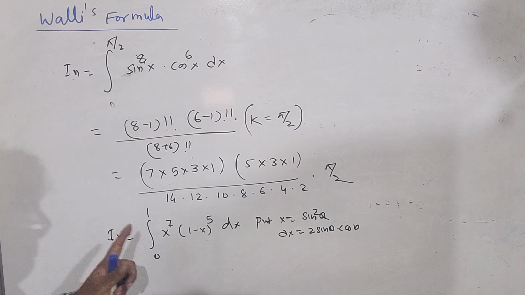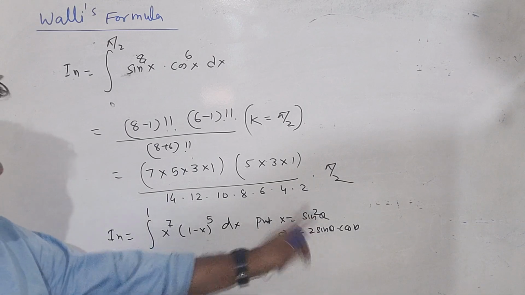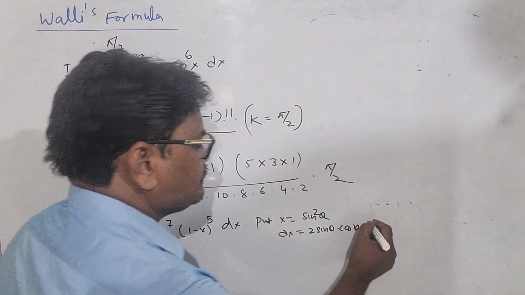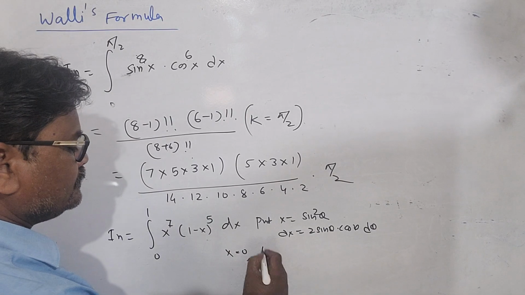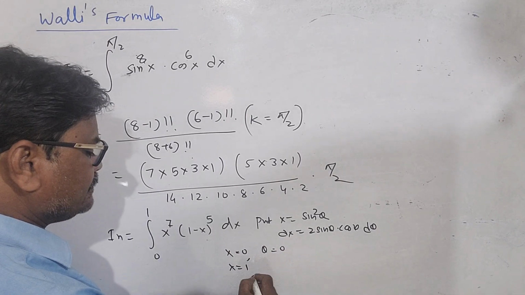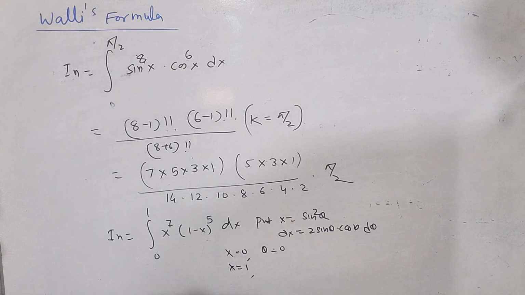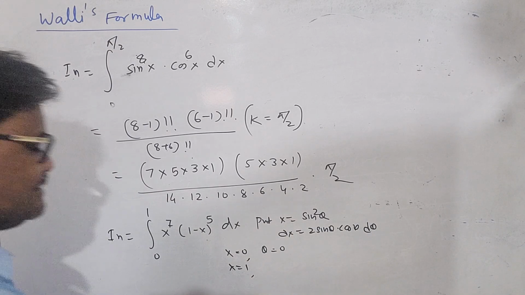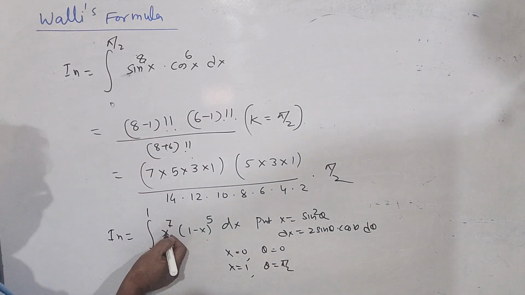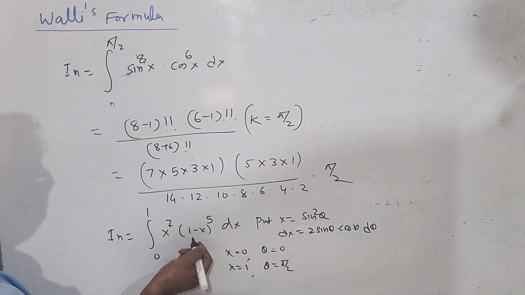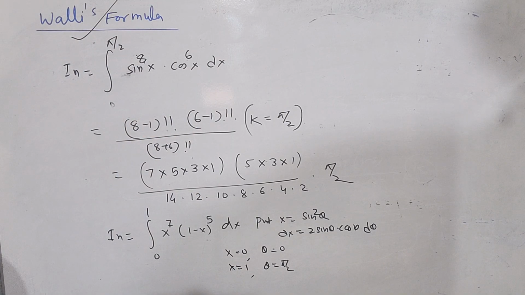And now the limit: when x is 0, theta is 0, but when x is 1, sin theta is 1, which means theta is pi by 2. And finally you converted it into the integral from 0 to pi by 2 of sin to some power into cos to some power, and therefore you can apply the Wallis formula, correct?